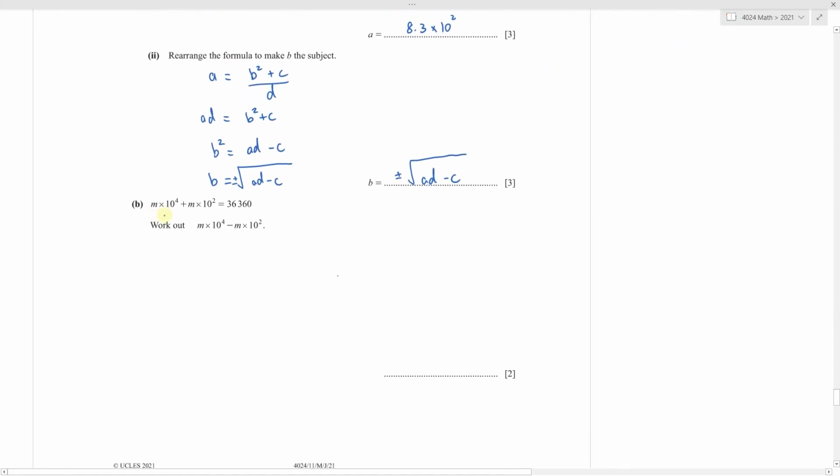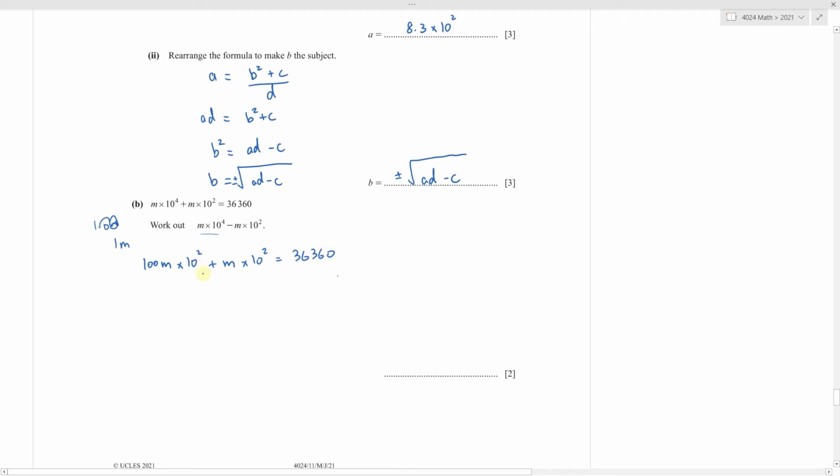So part B is you're given m into 10 power 4 plus m into 10 power 2 is this. Work out this. So let's first try to find the value of m from the given equation. So again, you have different powers of 10. I will reduce this power of 10 to 10 square. So that means if I have one m here, I will move the decimal two places to the right. So 100 m into 10 power 2 plus m multiplied by 10 power 2 equals 36360.